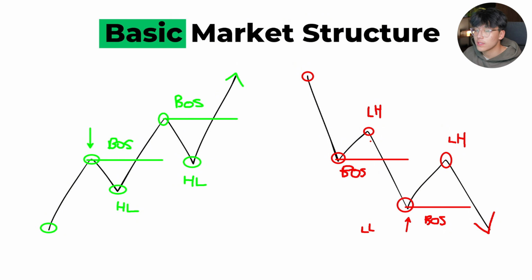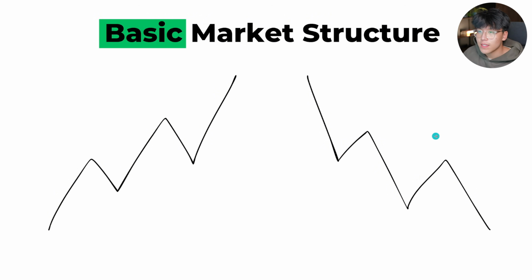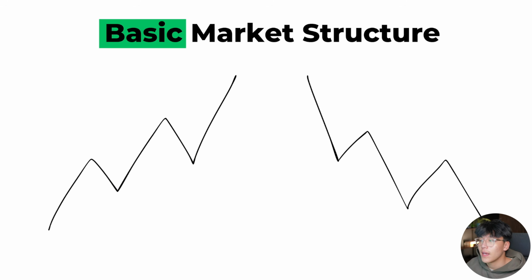So clearly you can see on the left hand side what we have is a clear uptrend in the market, and on the right hand side we have a clear downtrend in the market. And of course, this is the basics of market structure. And you might be asking, price doesn't always look this clean, and you are correct.